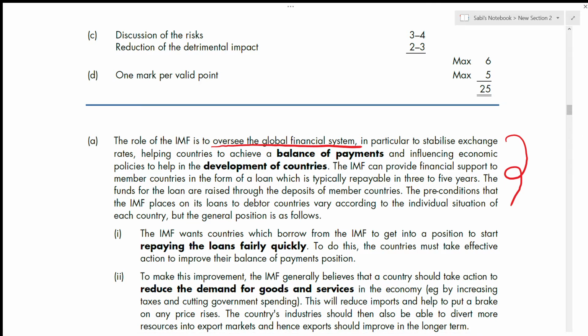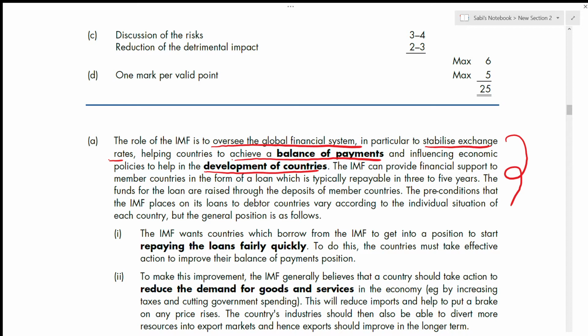So, the role of the IMF, there are further roles such as to stabilize exchange rates, helping countries to achieve balance of payments, another one. Also, economic policies to help in the development of countries. So their main aim is the development of countries through whatever means they could, right? That is their main aim, the role of the IMF, right?